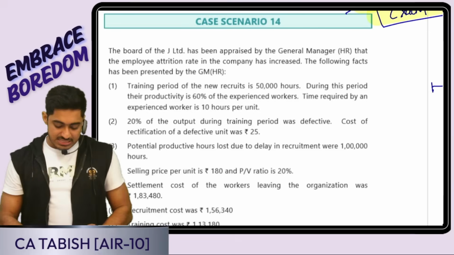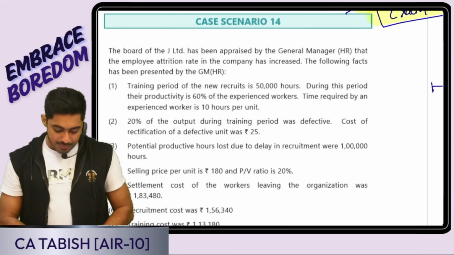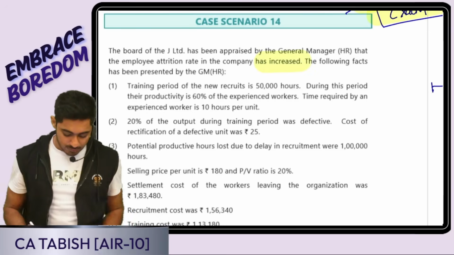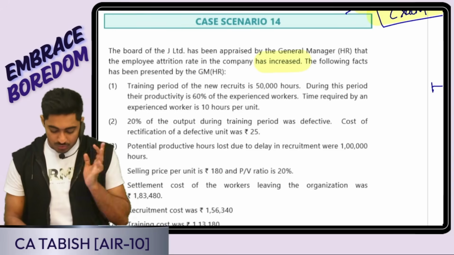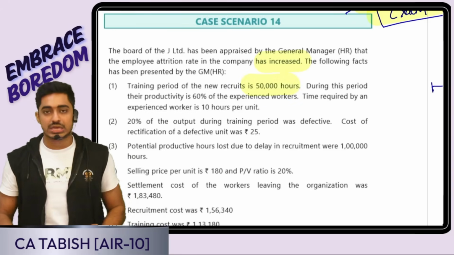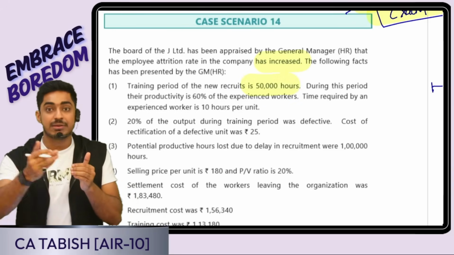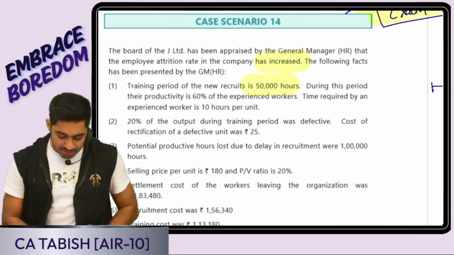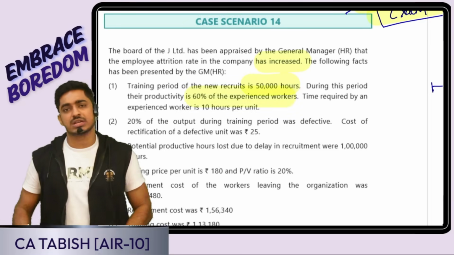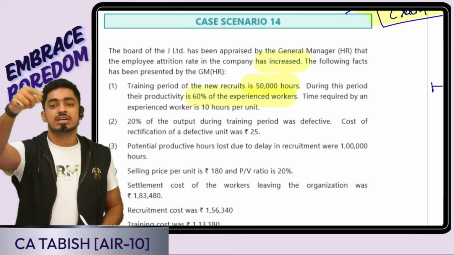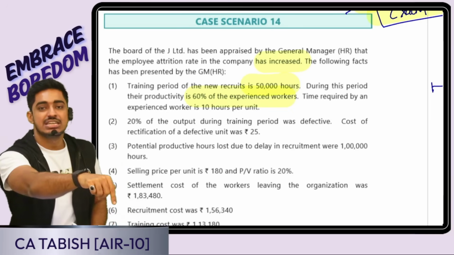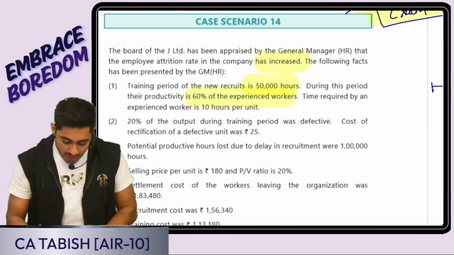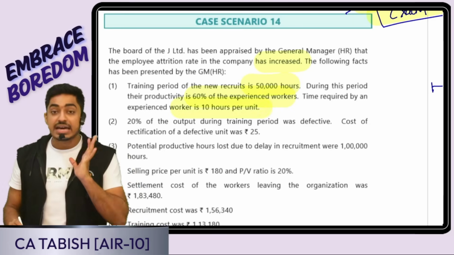Board of J Limited has been appraised by the general manager that employee attrition rate, that is employee turnover, has increased. The following facts have been presented. Training period of new recruits is 50,000 hours. During the period, their productivity is 60% of experienced workers. Assume an experienced worker is producing 100 units; these new trainees will be in a position to produce 60 only. Time required by an experienced worker is 10 hours per unit.